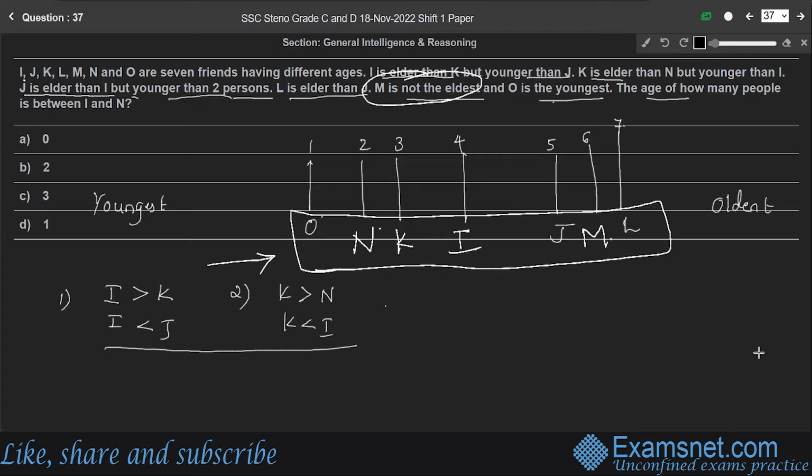Here the question is: the age of how many people is between I and N? So between I and N, there is only one person, who is K. So only one person, K, therefore option D.